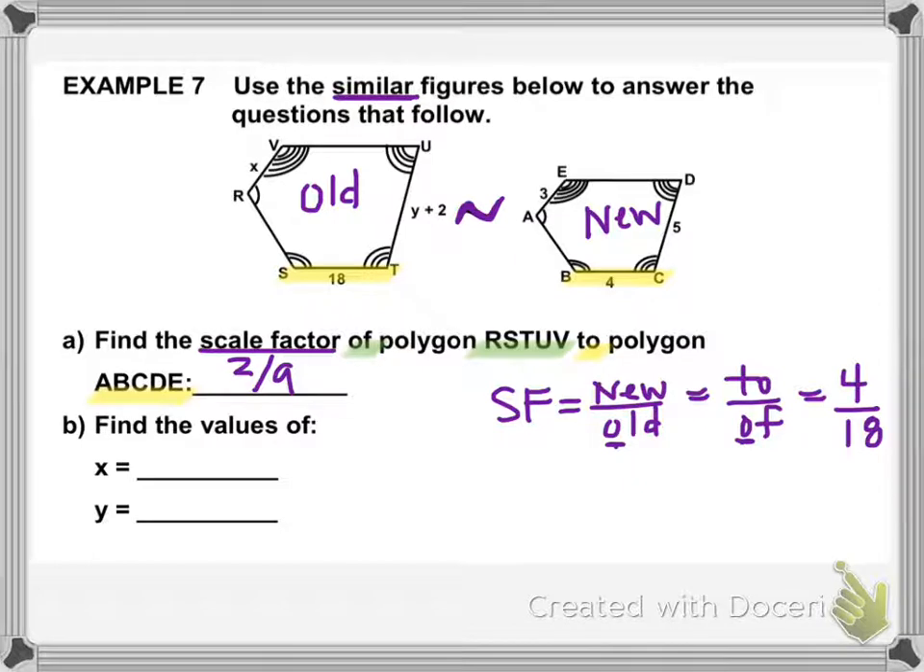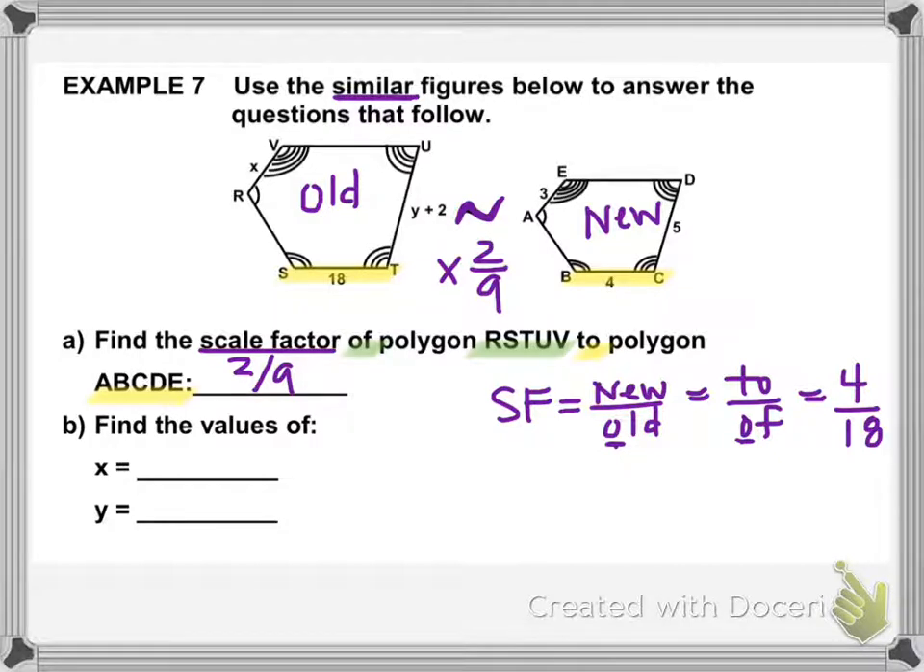Now, find the values of x and y. So first of all, my scale factor is 2/9. So that means I can take all of the sides on the left, multiply them all by 2/9, and I get all of the sides on the right. Or I could set up a proportion like we did in the last example with some sides that correspond and solve for the missing side. Okay, a couple different ways to do it. I like the proportion way.